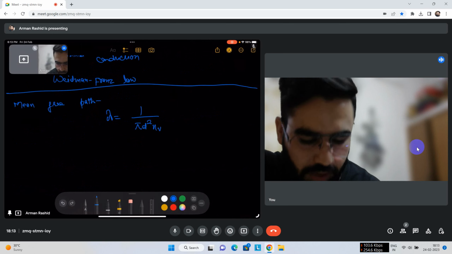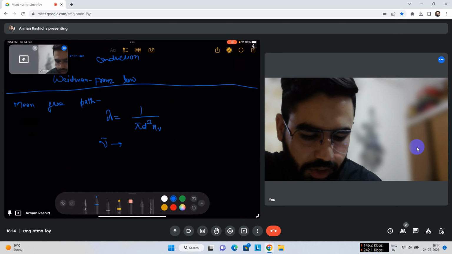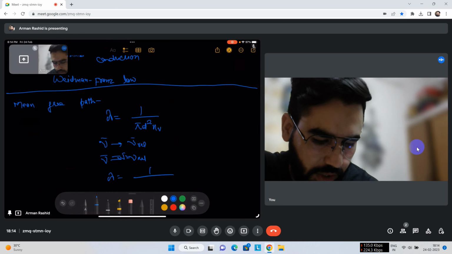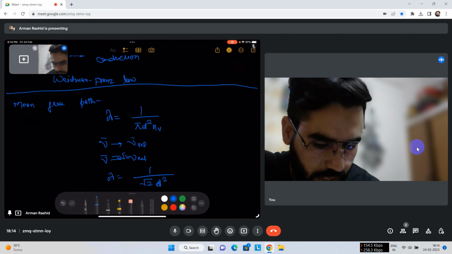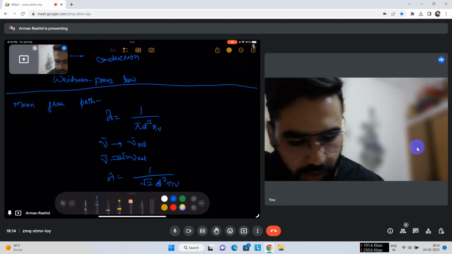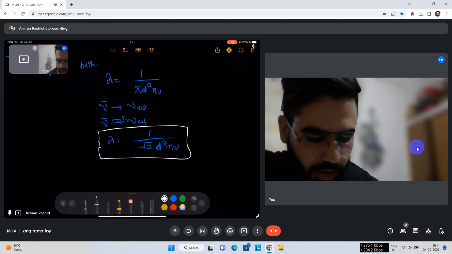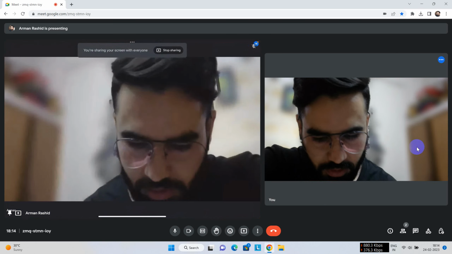So now what we have to change is, instead of v, which is the average velocity, we have to change it to the average relative velocity, which we'll see is equivalent to under root 2 times v. So using this equation, the mean free path will be 1 by under root 2 pi d square n v. This expression we'll use in questions to solve the questions.